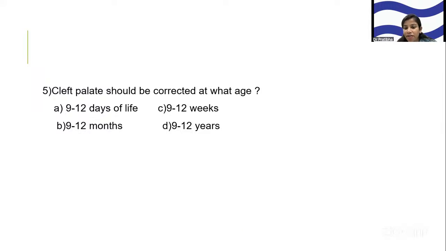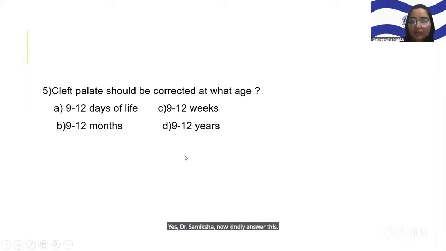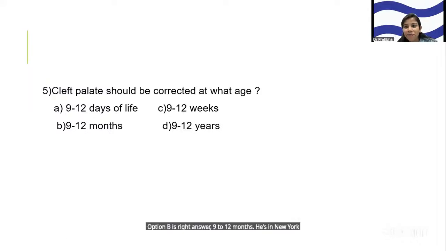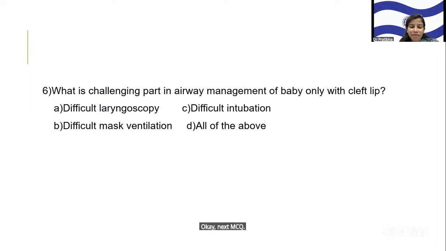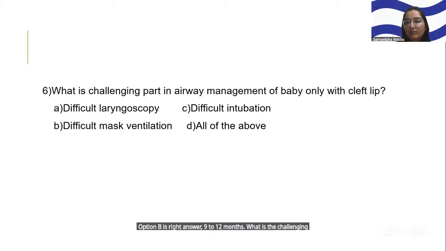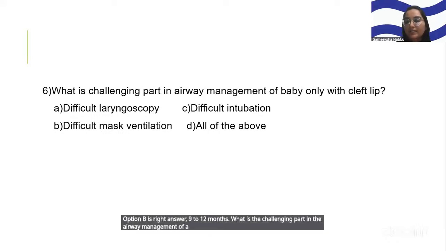Yes, Dr. Samiksha, now kindly answer this. Option B is the right answer, 9 to 12 months. That is what we have discussed. Next MCQ. What is the challenging part in airway management of a baby coming with only cleft lip?